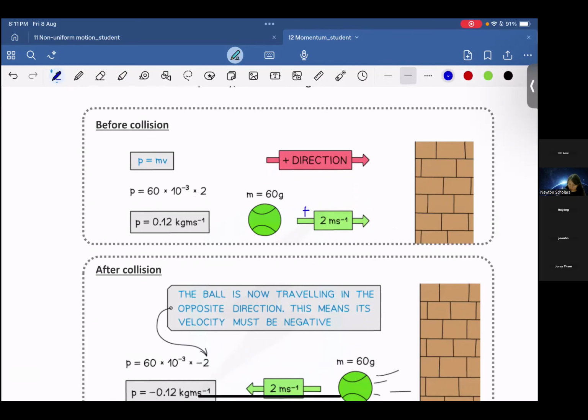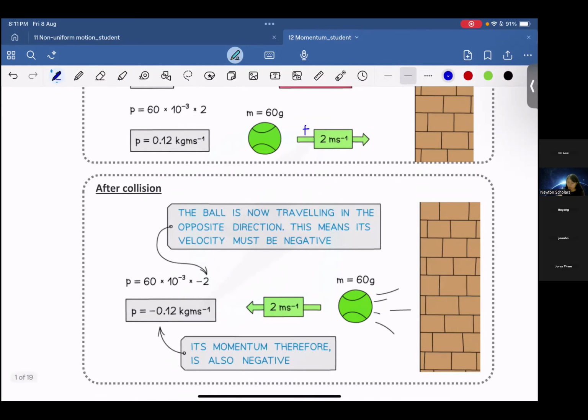So we put this as positive, but after it collides, it rebounds in the opposite direction. Although the speed is still 2 meters per second, the velocity right now we should put as negative. So this one is positive, and after it changes direction, we put a negative.